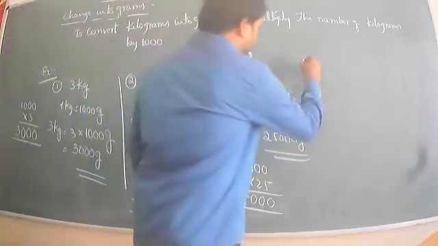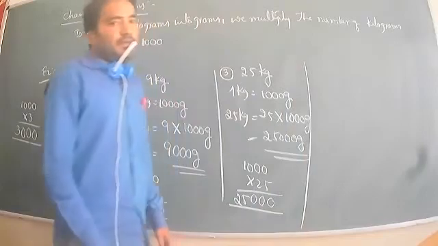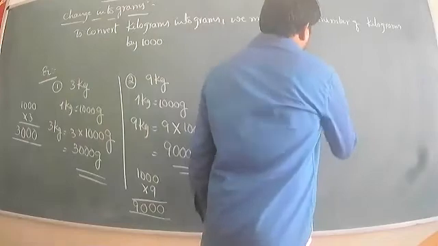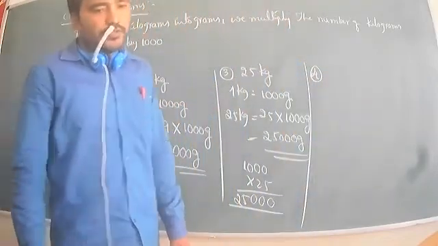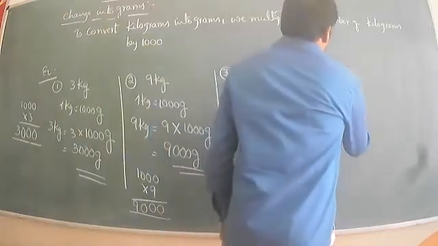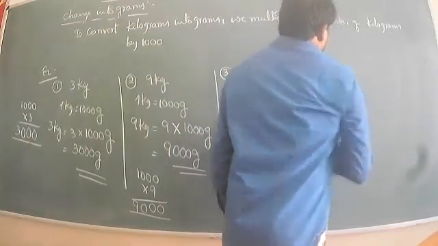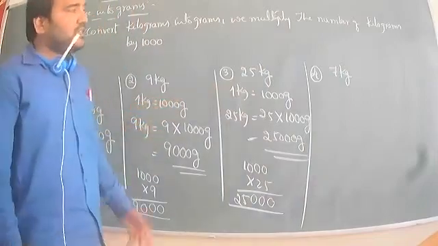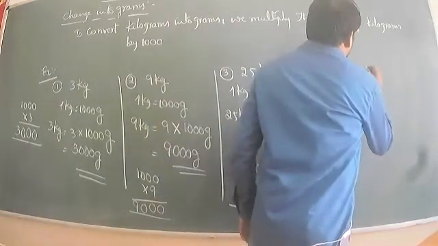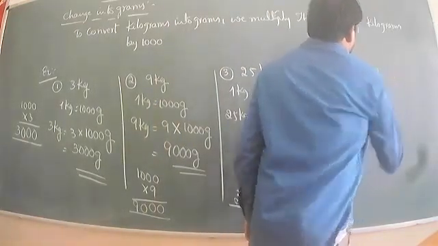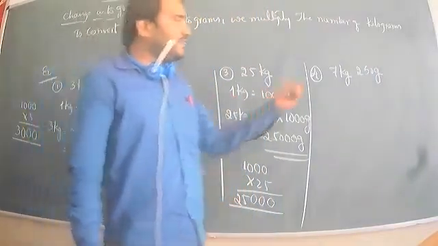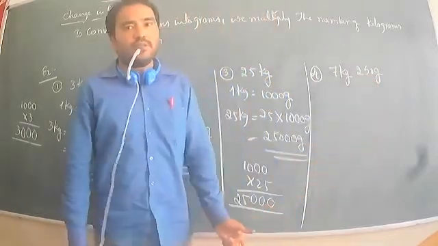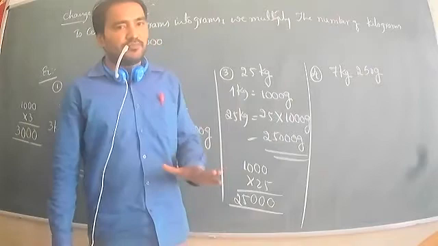Next, take another question, the fourth one: 7 kg 250 gram. Such direct questions will be given, and this type of question we can convert to gram. First it is kg, which we convert to gram. The remaining grams we should add to the grams. We should follow the same method.